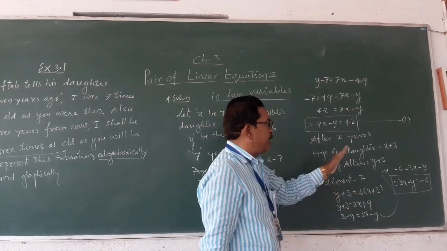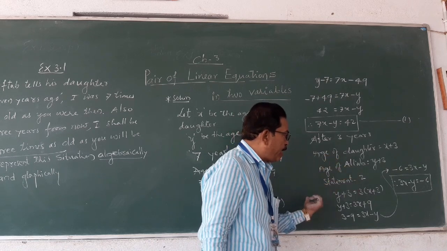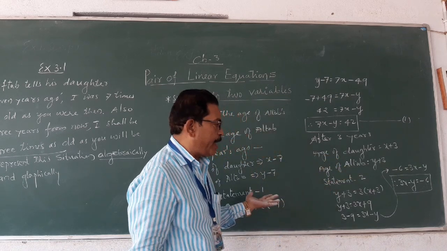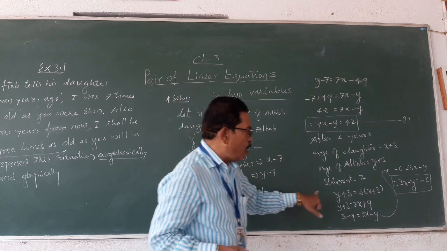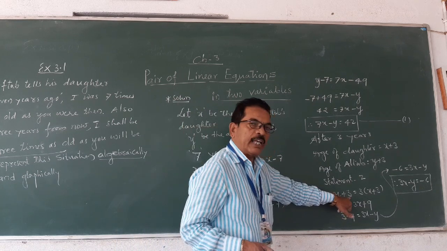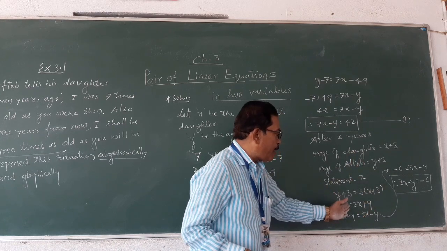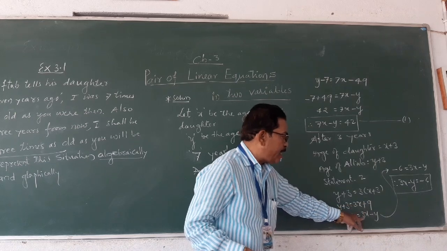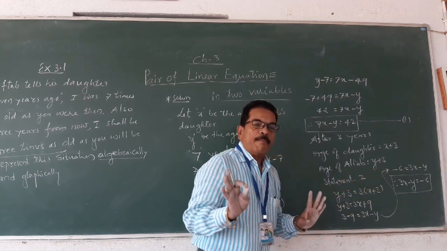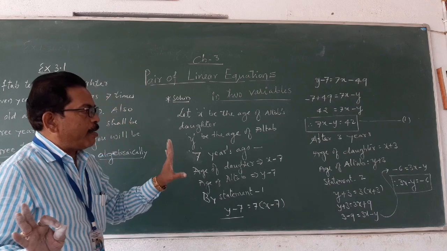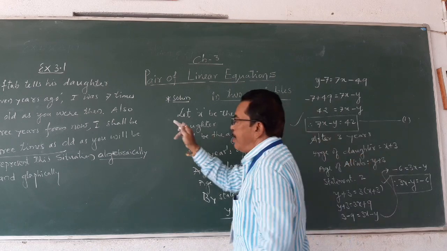Then after 3 years, age of daughter is x plus 3. Age of Aftab will be y plus 3. Again we come across the second statement. In that statement, Aftab will be 3 times his daughter's age. So y plus 3 is equal to 3 times x plus 3, that is 3x plus 9. Then 3 minus 9 equals 3x minus y. After transforming, 3x minus y equals minus 6. These are the two mathematical expressions, two linear equations, we got from that problem.